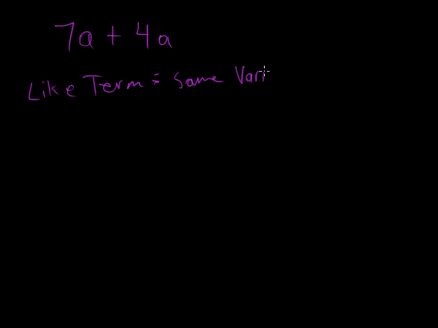So let's get started. Let's say you have to add 7a plus 4a. Now, you have to remember the term called like terms. What are like terms? A like term is when both terms or multiple terms have the same variable. So in this case, these two terms are like terms because they have the same variable, which is a. So now we would just add this like a normal addition problem. So 7 plus 4 is 11, and then you have the a, because these two are like terms, and since they're like terms, you can combine.